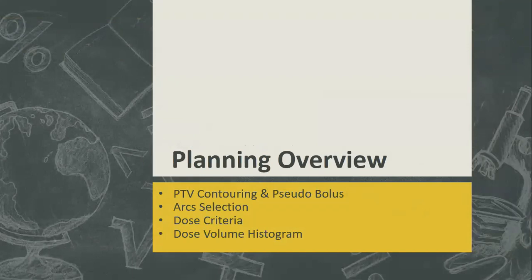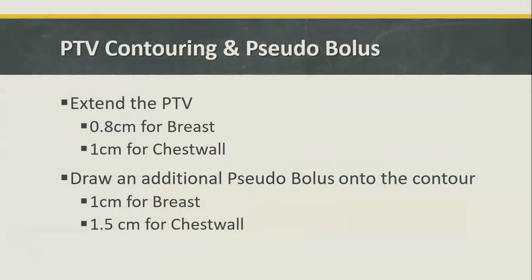Coming towards the planning overview, we are going to discuss the PTV and contouring of pseudobolus and the arc selection, which we do with respect to the volume and the dose criteria on which the plan is accepted, and the dose volume histogram. So, moving forward with the PTV and contouring and pseudobolus.